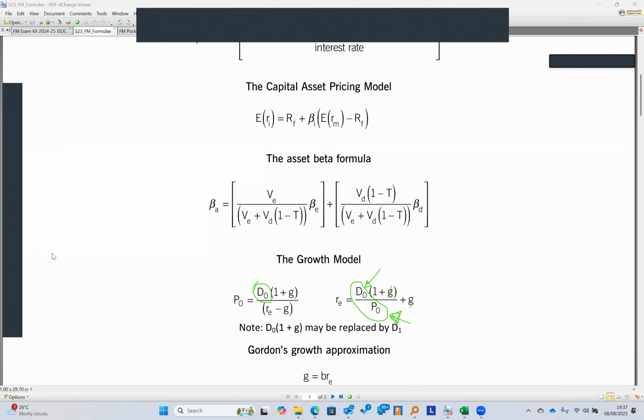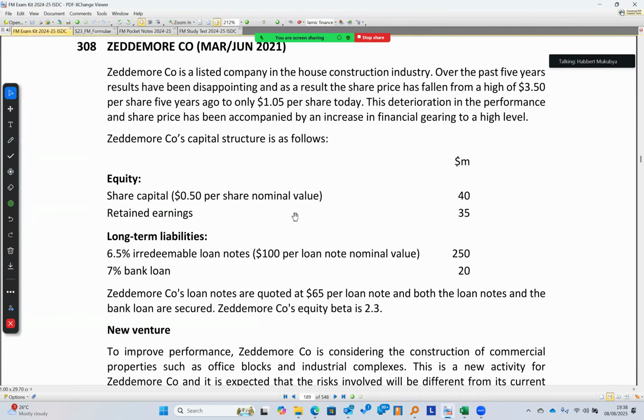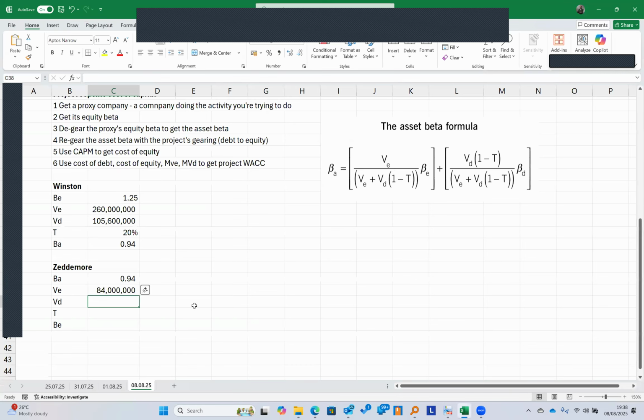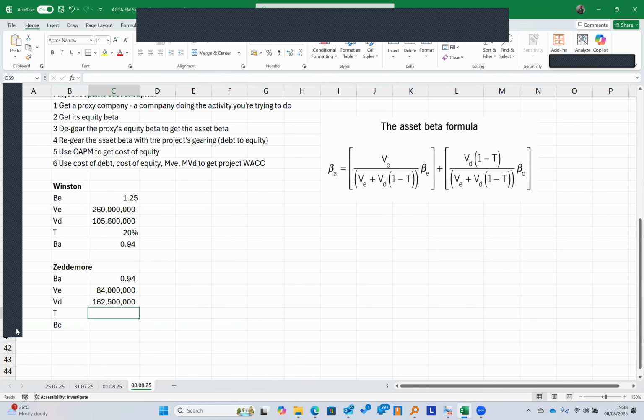Let's first see what we have. We do have the market value, 65. So we just do 250 million divided by 100 multiplied by 65, which gives us 162 million. Tax is the same, 20%.